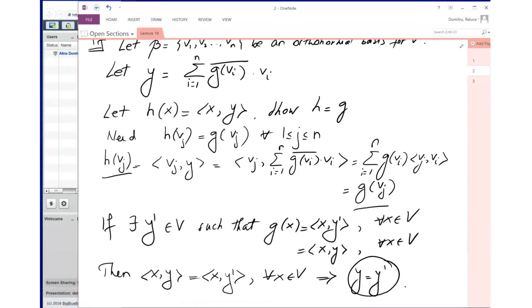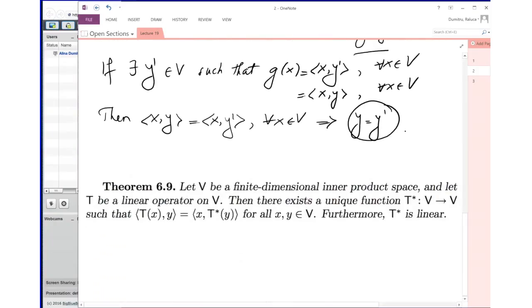So again, this is just a technical result. So we proved that any linear transformation from V into the scalars must look like that, the inner product between x and the fixed unique vector. All right, so let's go to the main result.